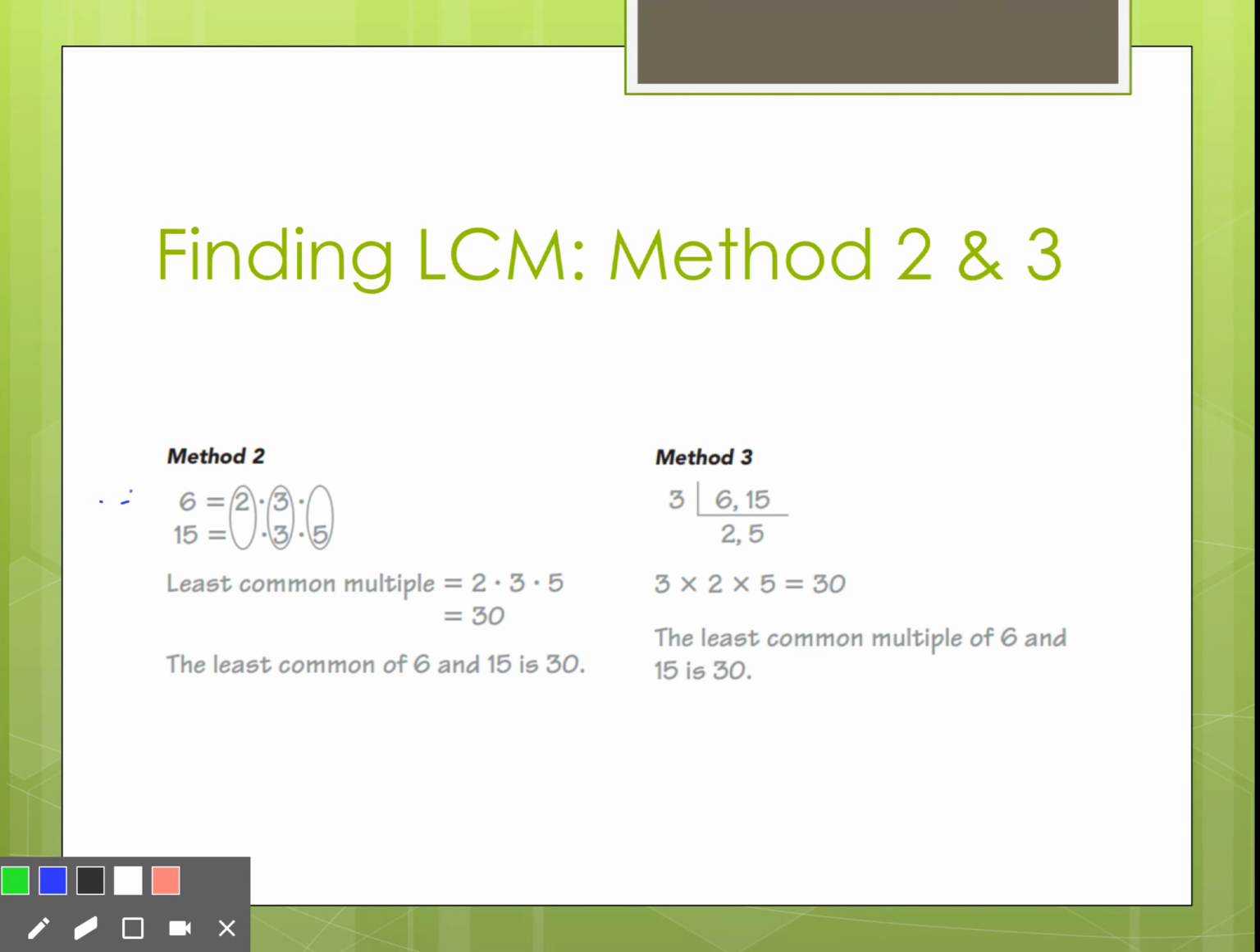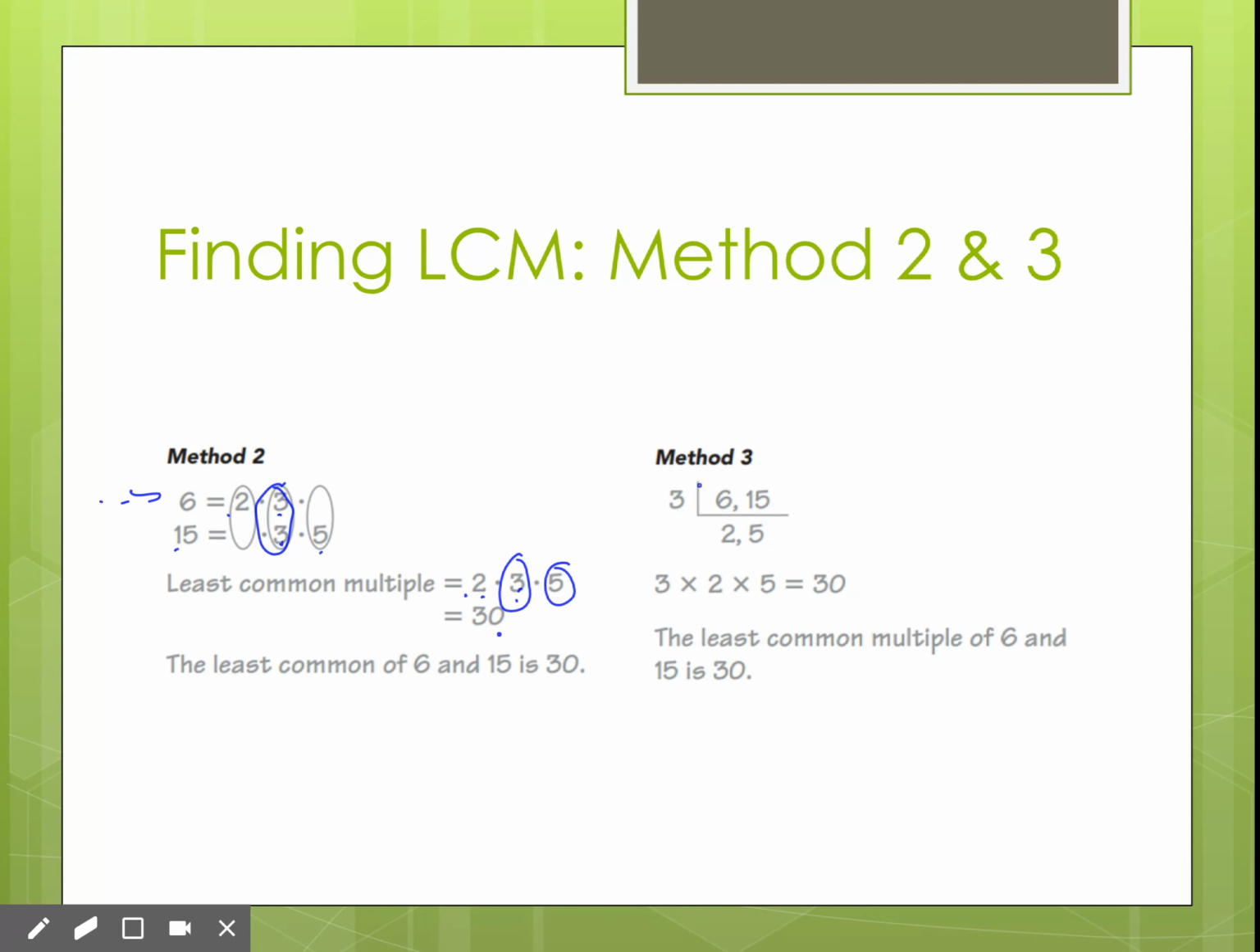One is using those prime factors, breaking down numbers into their prime factors. 6 is 2 and 3, and 15 is 3 and 5. So what you're going to do is multiply all those numbers, all those prime factors. 2 times 3, we're only using 3 once because it had it in common, and 5. So 2 times 3 is 6. 6 times 5 is 30.